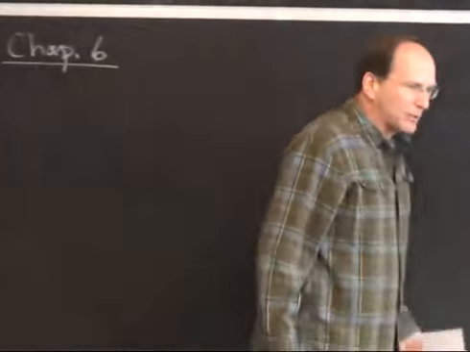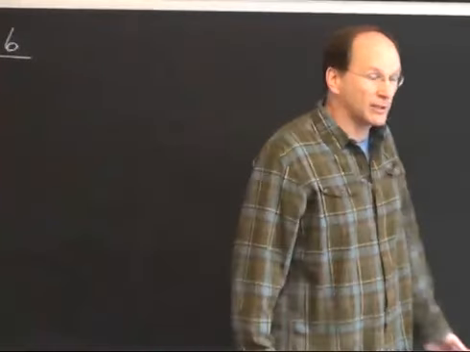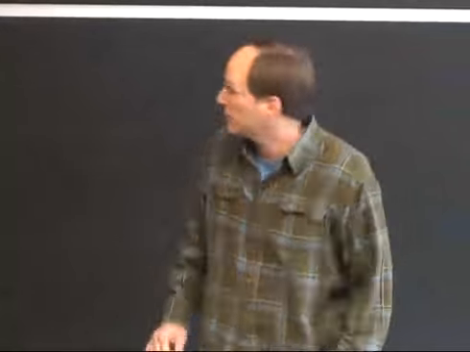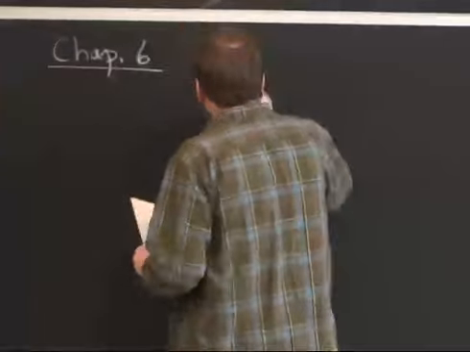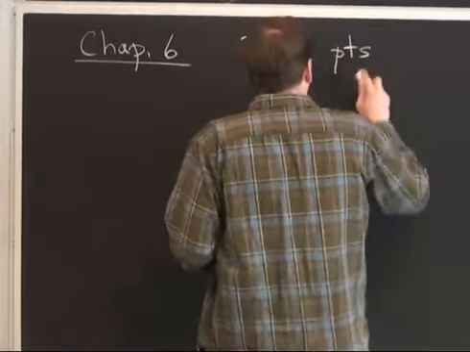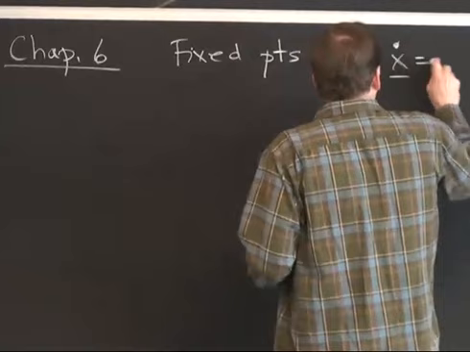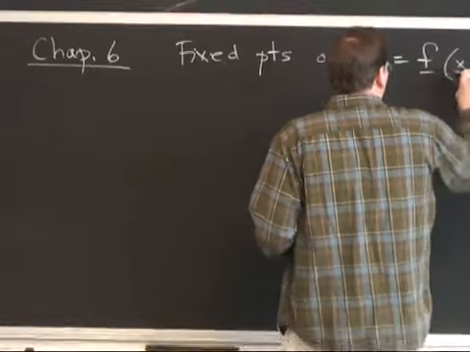So we're now in chapter 6. We kind of blazed through chapter 5 about linear systems, but we're going to start using them now in this chapter where we talk about nonlinear systems again, but in 2 dimensions. And so our first topic is to look at fixed points of this 2-dimensional nonlinear system, x dot equals f of x.